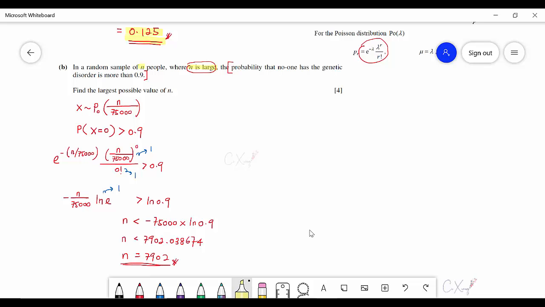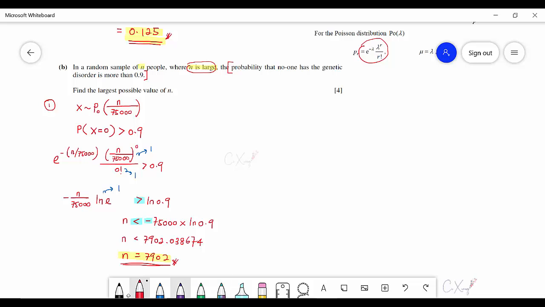Alright, okay, so this is our answer for the n. Okay, and then there's one point you need to be aware of here. Can you see that from this step, we originally have greater than, and after that we change it to smaller than. It is because we multiplied by a negative value, we are bringing it over. Okay, so therefore we need to change the inequality sign. So this is actually method number one, using the Poisson distribution to answer the question.